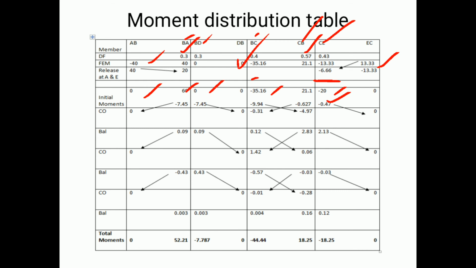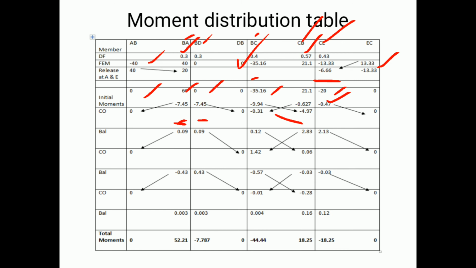Next is the carryover step here. This minus 7.45 cannot be carried, because at AB the moment is released and it is equal to 0 itself. Again, in case of DB also, the moment is released, therefore it cannot be carried over, it remains 0 itself. Once again, in case of BC and CB, I am supposed to carry this minus 9.94. So half the moment, that is minus 9.94 divided by 2, with the same sign convention I am supposed to carry.